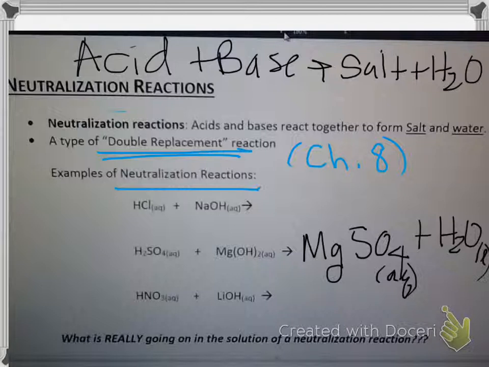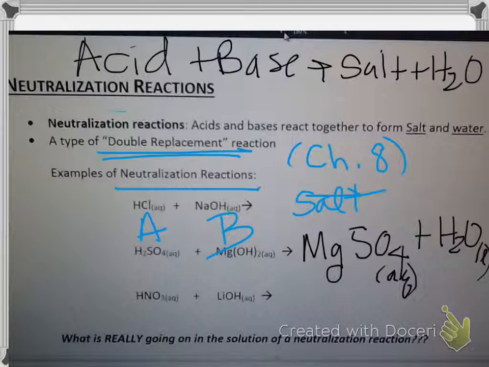Alright, so we have sulfuric acid plus magnesium hydroxide. Hydroxide salts are bases because they contain hydroxide. Yields magnesium sulfate. That's a salt. It's neither an acid nor a base, but it's soluble salt. And we have water. This is a neutralization reaction.